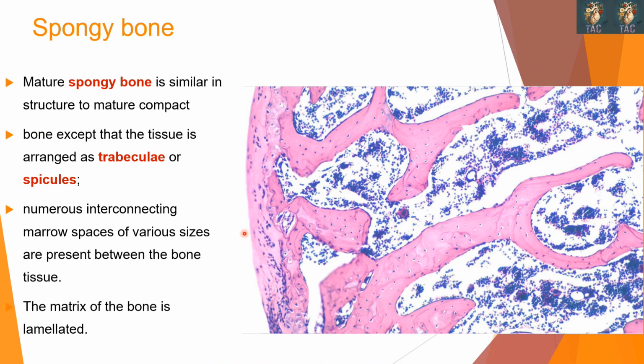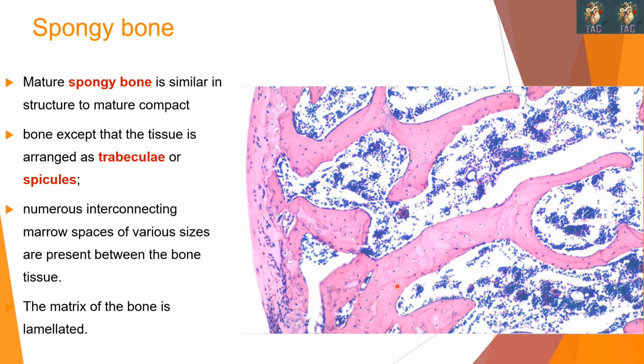Now we move on to the spongy bone. The mature spongy bone is similar in structure to the mature compact bone, except that the tissue is arranged as trabeculae or spicules. So you can see irregular bony spicules or irregular bony trabeculae which are present enclosing the marrow cavities. These are the marrow cavities, and these are irregular bony spicules of the spongy bone.